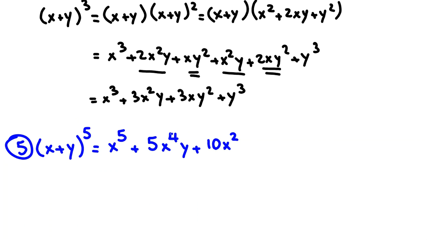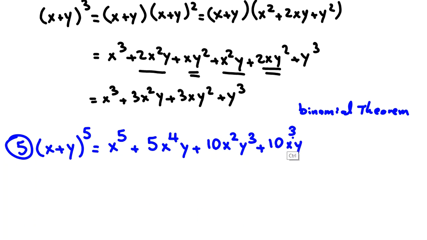The name of these theorems is the binomial theorem. If you want, you can search and learn it completely, or if you have any question, you can ask through WhatsApp. Plus 10x squared y cubed. Let me write, oh sorry, because I want the degree of x to decrease by 1 in each term: 5, 4, 3, 2. So 10x squared y cubed plus 5xy to the 4 plus y to the 5.